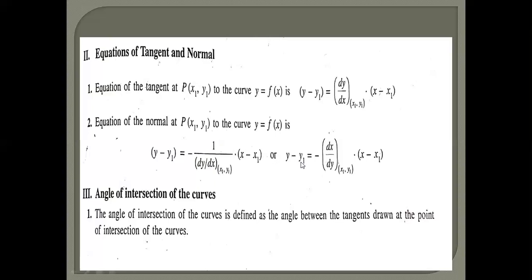Also we can write y minus y1 is equal to, we can take dy by dx at x1 comma y1 upwards, and we will get minus dx by dy at x1 comma y1 into x minus x1.